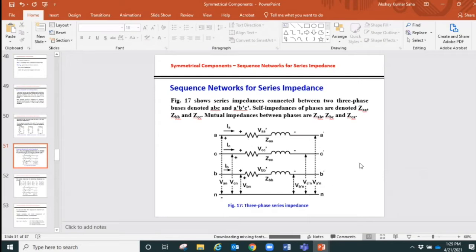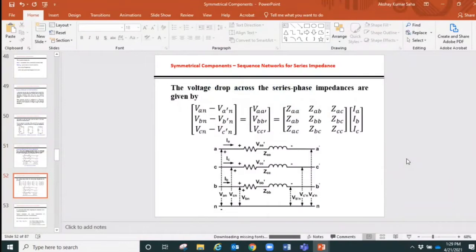So if we consider this network, I'll go through the mathematical derivations. It's the same as what we did in the previous case. So what we do, we write down the equation considering the voltage drops and putting them in matrix form. So the VAN minus VA prime N. So this is the voltage drop across this impedance ZAA, which is labeled as VA prime. The same thing for phase B prime.